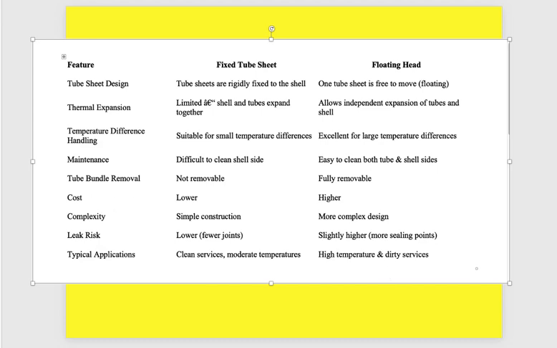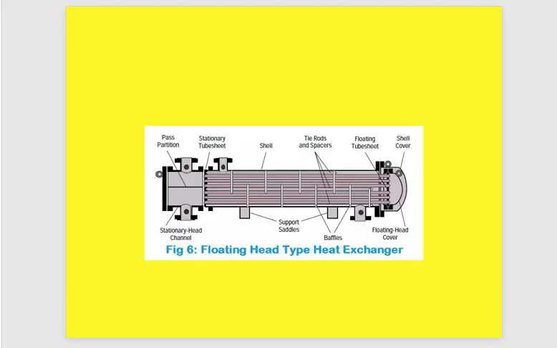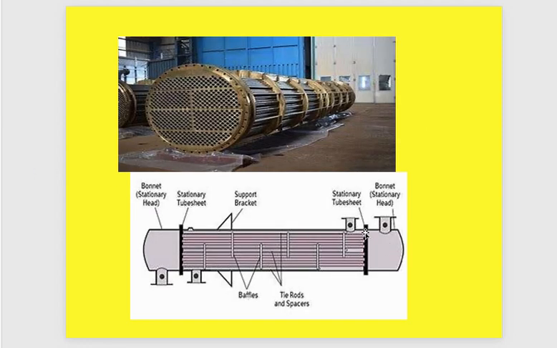Let me return back to the diagram again. As we mentioned, this is a floating head. Where is the floating? Here is the cover for the floating head. Here it is a little bit expanded, more than the shell contained. And here the fixed tube sheet. Generally, you will remark that the floating head is recommended, but in certain cases, you can select the fixed tube sheet. One of them is the capital cost selection.